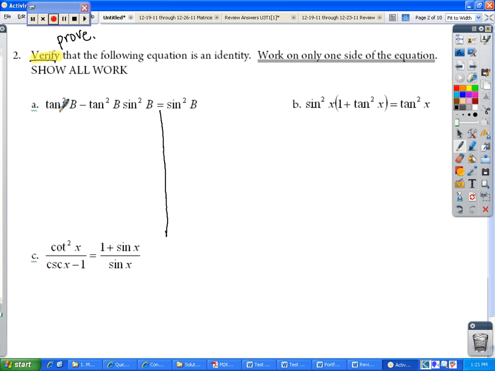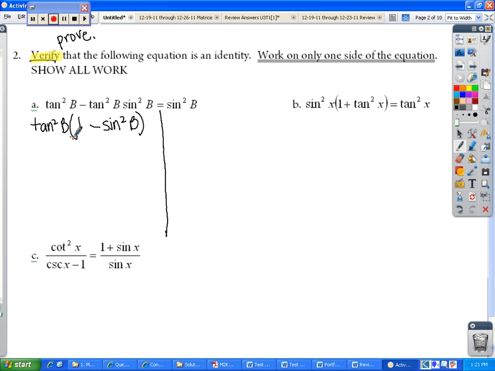So let's work on the left side to get it to look like sine squared of b. So first, if you notice, in both of these terms I have tan squared. So I can factor out a tan squared b. I'm left with 1 minus sine squared b.